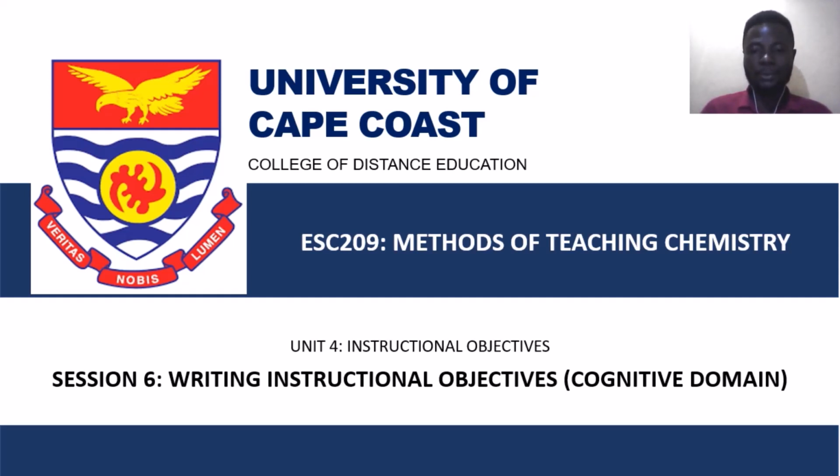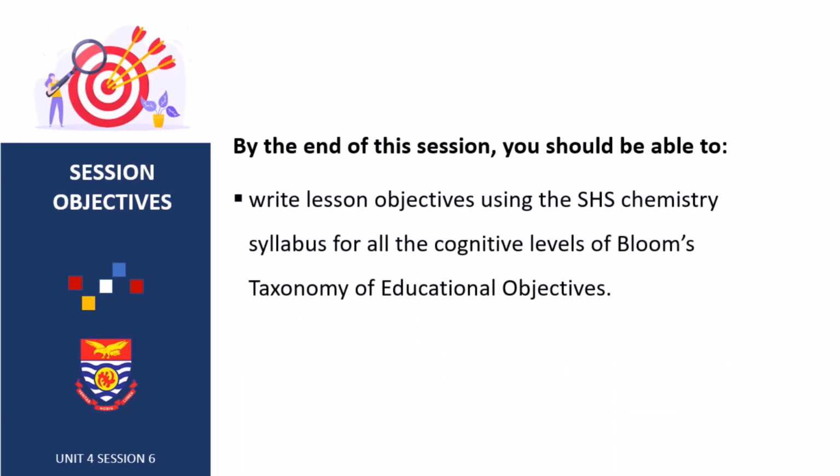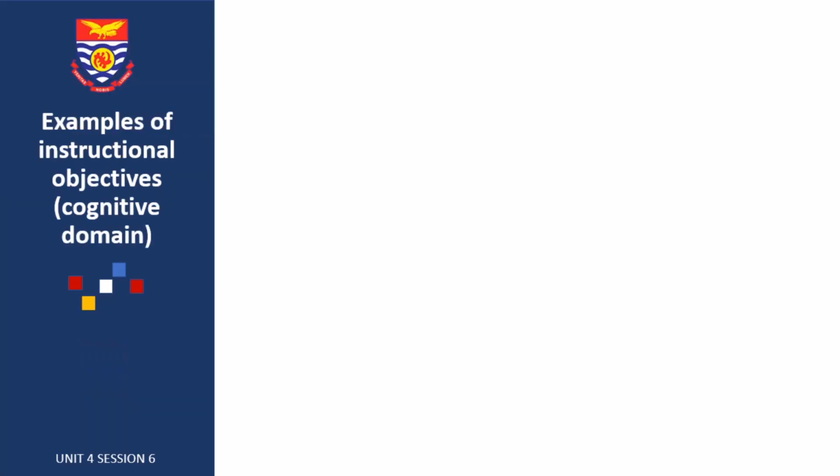So let's proceed to look at our objectives for the session. By the end of this session, you should be able to write lesson objectives using the SHS chemistry syllabus for all the cognitive levels of Bloom's taxonomy of educational objectives. We started with this, and we have looked at objectives at the knowledge, understanding, and then application. So this time round, we are continuing with analysis.